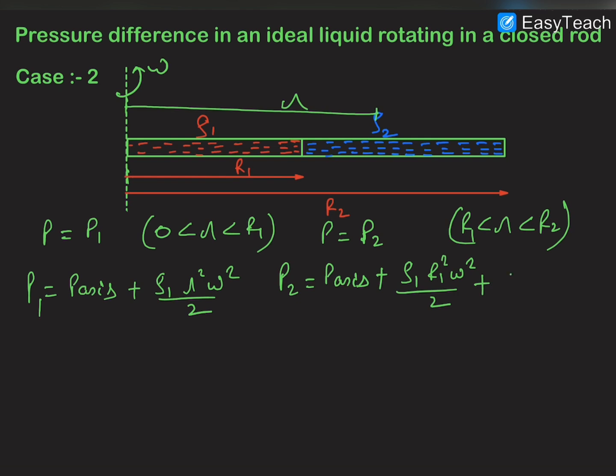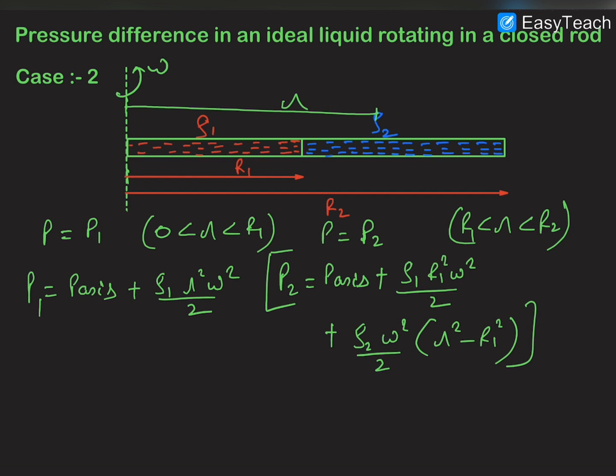So it would be rho 2 into omega square by 2 multiplied by, we have to take this length only. So this length will be r square minus R1 square. So this will be the pressure in this region.